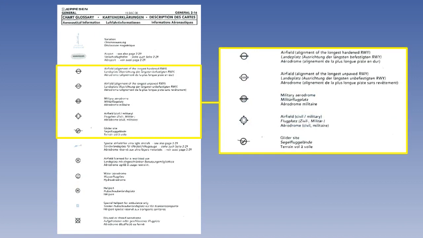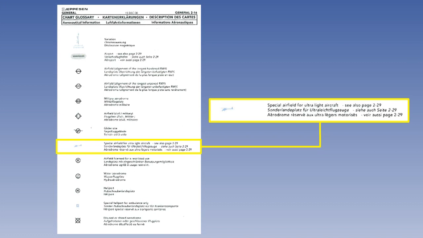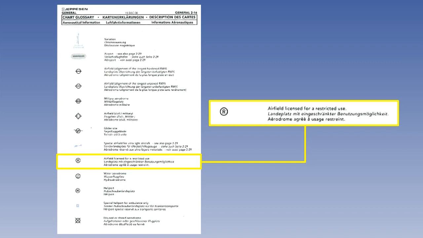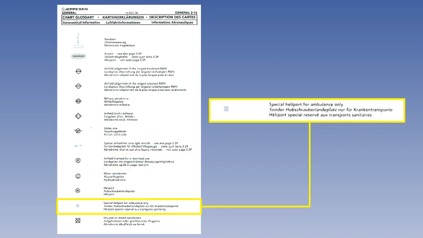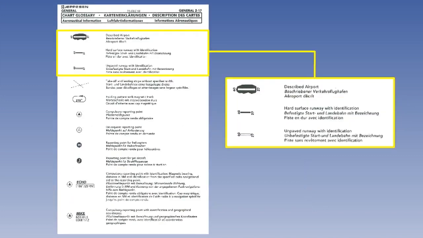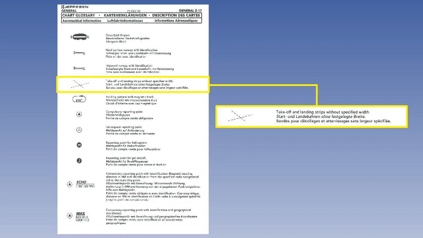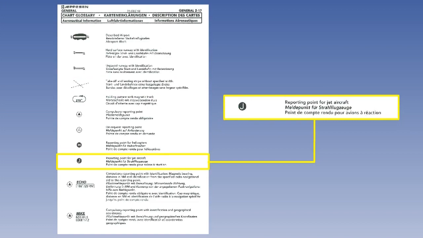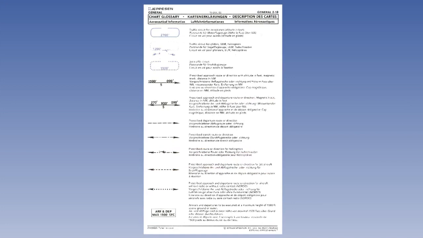Aeronautical information is shown on pages 2.16 to 2.23, and some of these symbols do differ from those on the IFR charts. The airfield symbols are slightly different, and there are others which are new to you, namely a special airport for ultralight aircraft, an airfield licensed for restricted use, and a special heliport for air ambulance only. The 3 airport symbols on page 2.17 are different from those you have seen before, as is the symbol for takeoff and landing strips without a specified width. The jet aircraft reporting point is also new. All of the symbols on page 2.18 should be studied carefully, so you become very familiar with them.